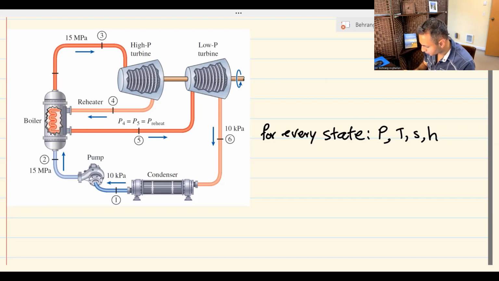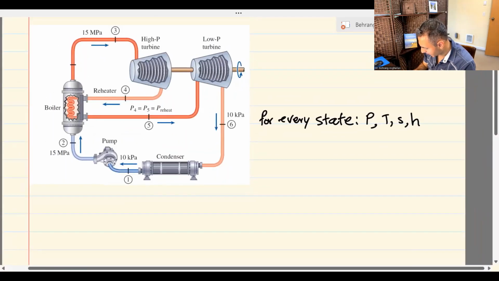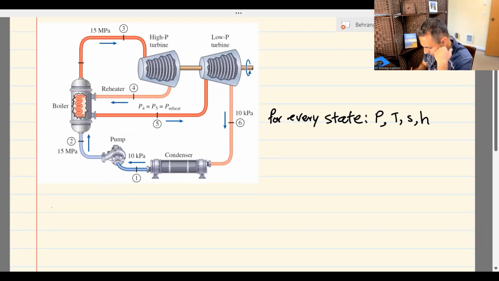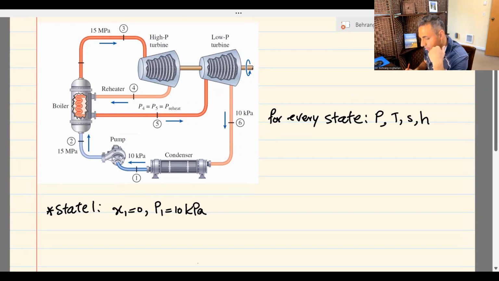So state 1, let's take a look at state 1. I want to have the cycle so you can see what this cycle is all about. State 1, what do I know about state 1? I know the quality is supposed to be 0, and I know the pressure, P1, is given, 10 kPa. If I know these 2, this is saturated liquid. The information is enough. I can go to steam tables. You can either go to EES, and we're going to solve this problem by EES, or you can go to saturated liquid steam tables, the pressure table, basically.